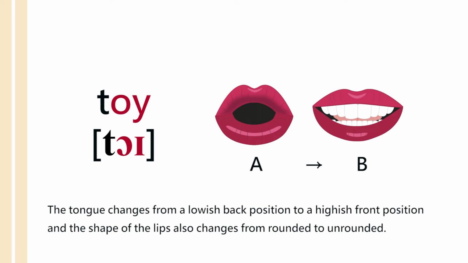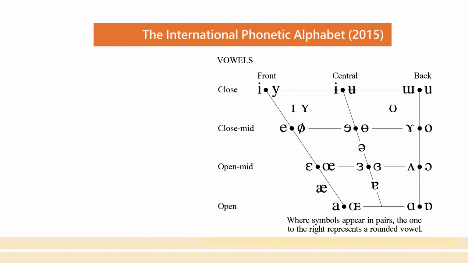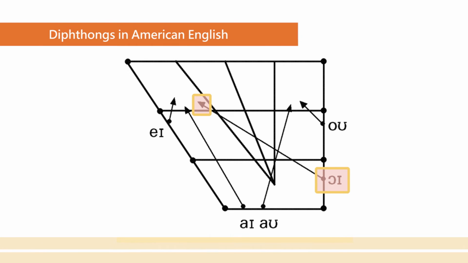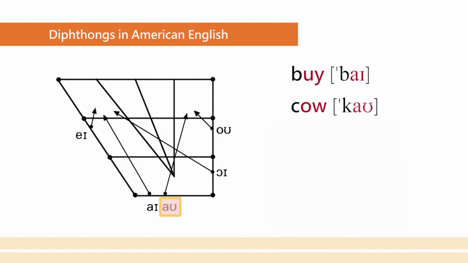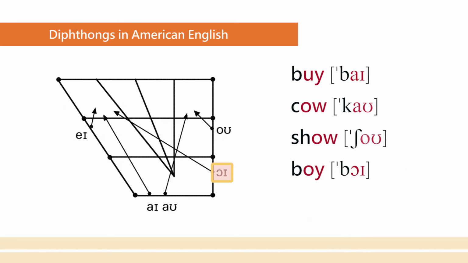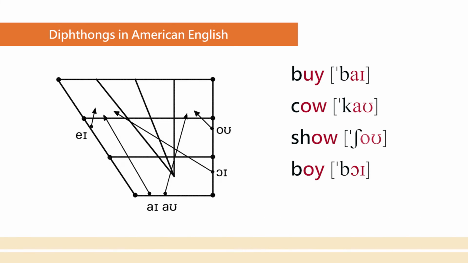So when we say diphthong, we are only referring to these sounds. You can look at the IPA for the vowel chart and then look at this for the diphthong chart. This is a diphthong chart of English. Then we have I like the word buy, and we have ow like cow, and then we have o like show, and then we have oi like boy. The diphthongs here are always moving from a lower vowel to a higher vowel. So this is a trend in English vowels.